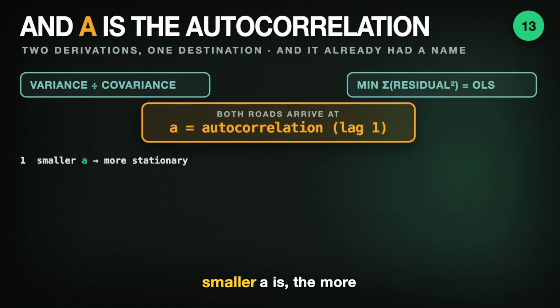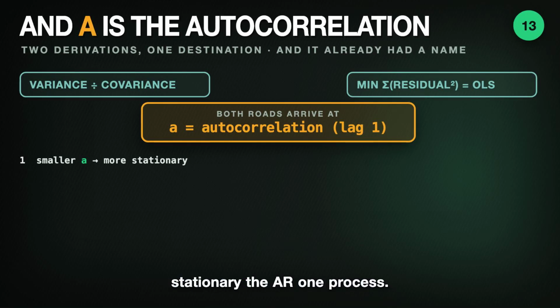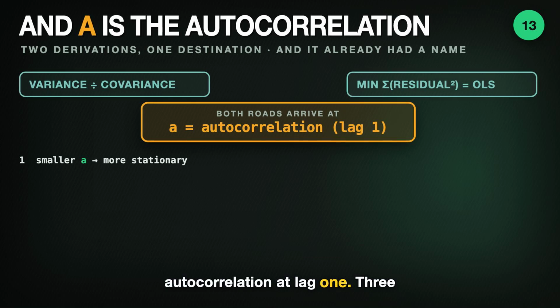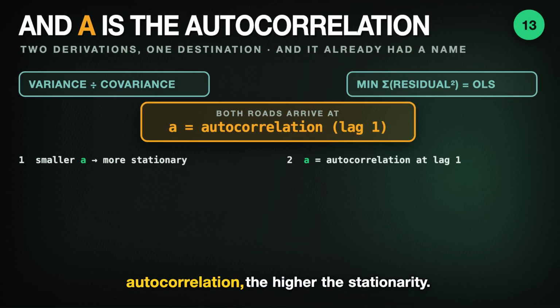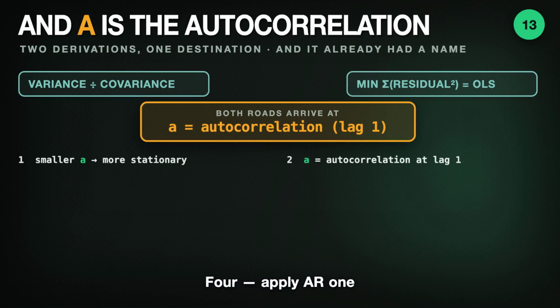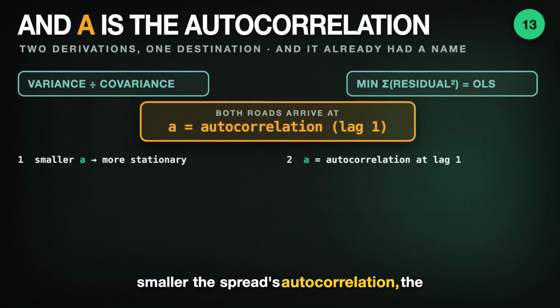1. The smaller A is, the more stationary the AR1 process. 2. A equals the autocorrelation at lag 1. 3. Therefore, the smaller the autocorrelation, the higher the stationarity. 4. Apply AR1 to the spread, and the smaller the spread's autocorrelation, the more stationary the spread.